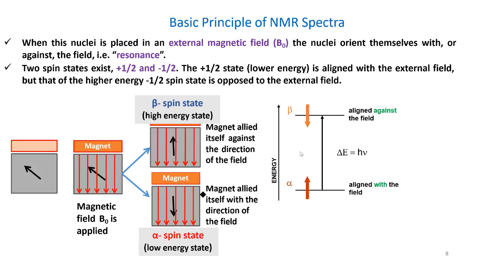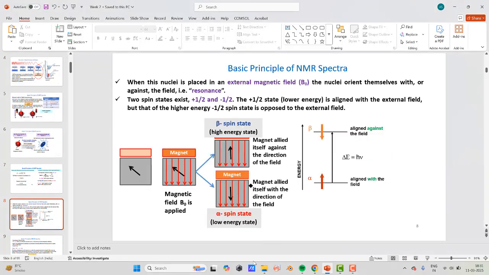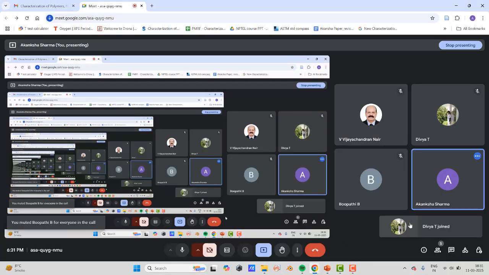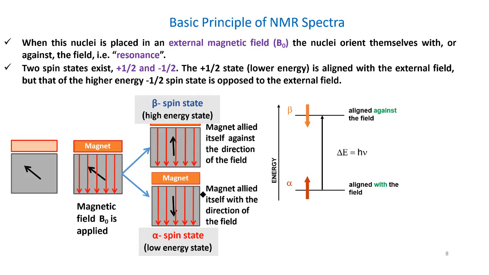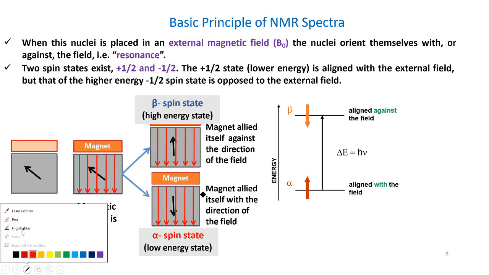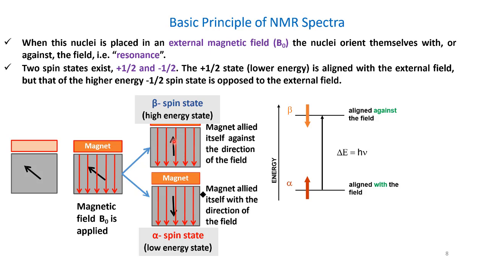Now, how is the magnetic field playing a role in aligning the nuclei? Here we can see the external magnetic field is applied to the nuclei. Suppose the nuclei were oriented like this previously, before applying any field. Before applying any field, the spin was something like this, and when we apply the magnetic field, it will try to align like this or like this.